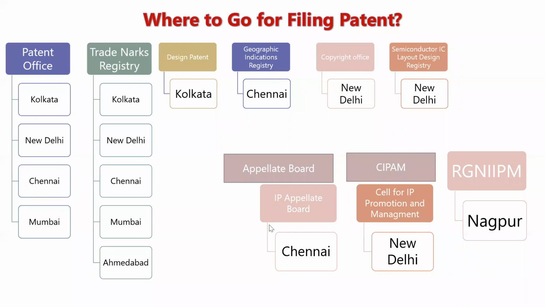So two options are there. Either you can file online or you can file offline also. You can file directly. If you know how to write the forms, how to fill the forms, you can directly apply, or you can apply through an attorney.